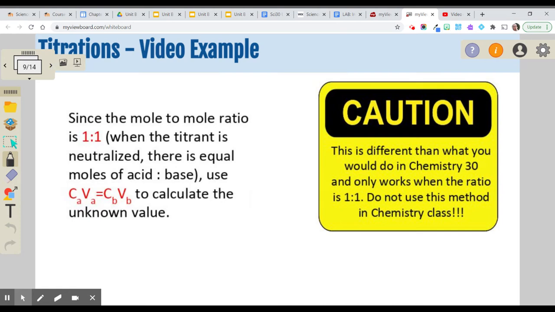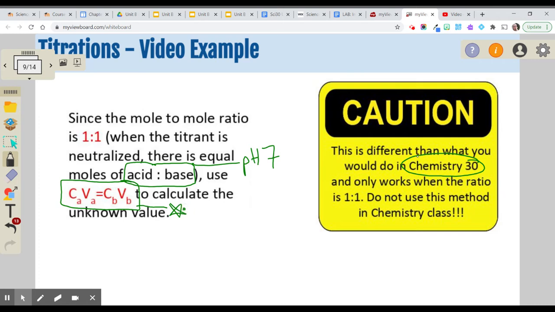All right, now, because the mole to mole ratio is 1, so when the titrant is neutralized, there's an equal amount of acid to base, right? That's how we know we're at the pH 7. The endpoint, the color changes in our indicator, so we know we've hit the endpoint because our pH is now 7. So we can use this special formula in Science 30 to calculate our unknown value. Now, if you have taken Chem 30, or if you're going to take Chem 30, this formula that we're using is only going to work in Science 30.